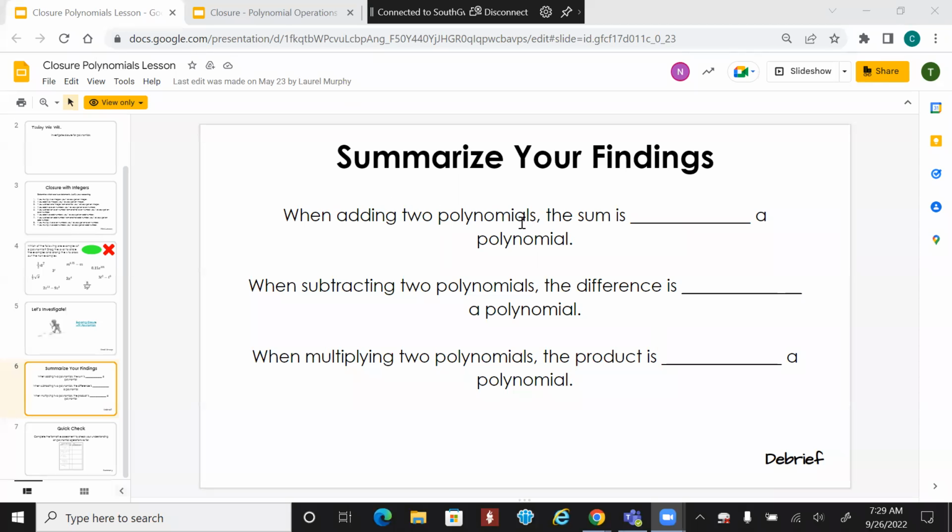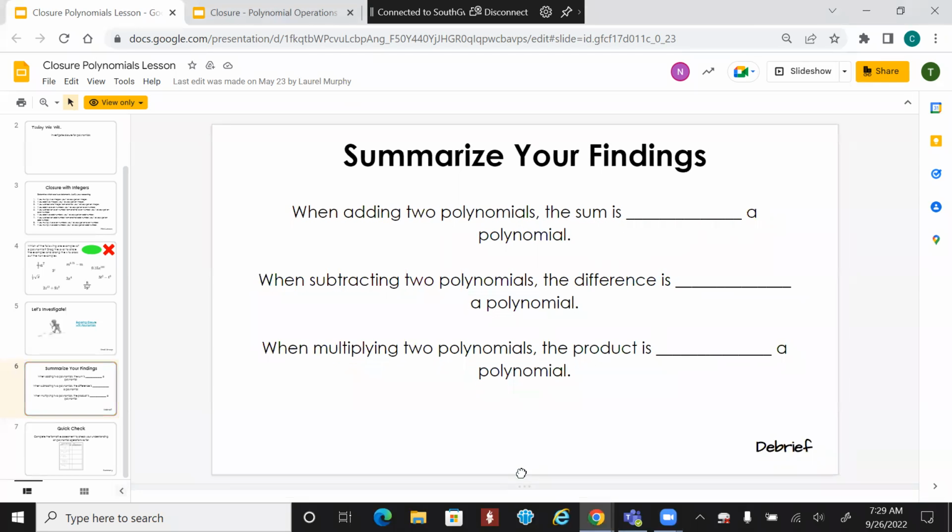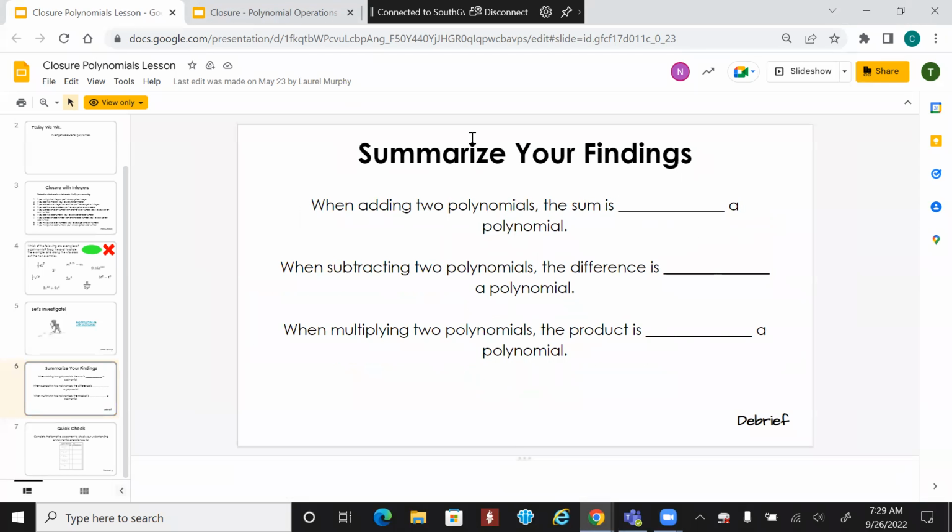When you add two polynomials, the sum is blank a polynomial. What's going to go in that box? Always a polynomial? Okay. When subtracting two polynomials, the difference is blank a polynomial. Is it always a polynomial? Well, let's think about it. What if I had x squared plus x and I'm subtracting x squared plus x? Does that give me a polynomial? No, it gives me 0, right? So it's going to be sometimes a polynomial.